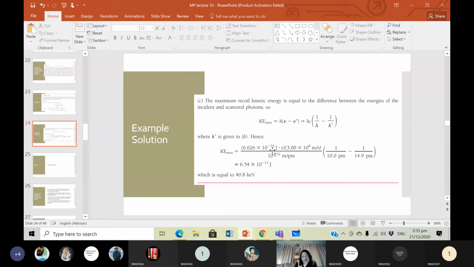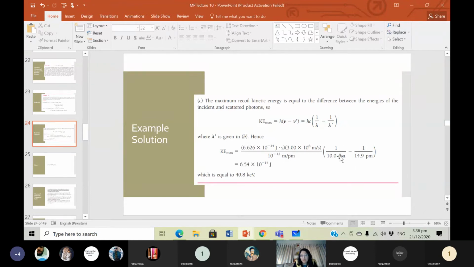Kinetic energy maximum is equal to h, which is the Planck's constant, 6.62 times 10 raised to power minus 34 joule seconds, times c, which is the speed of light, 3 times 10 raised to power 8 meters per second, divided by, we have to convert picometers, because here we're writing in picometers. So we have to convert them into meters, so they have written over here 10 power minus 12 meters per picometer. Because we have a wavelength in picometers, we need to convert it into meters.